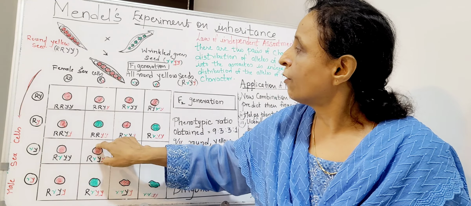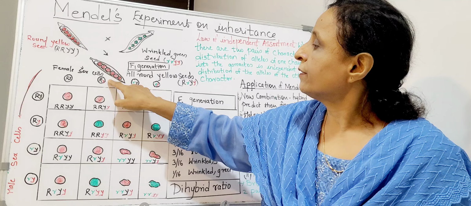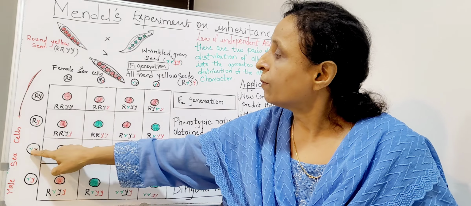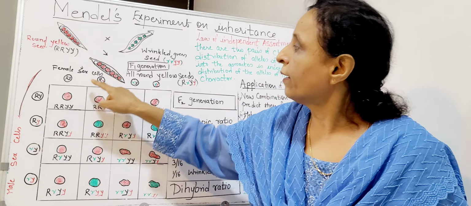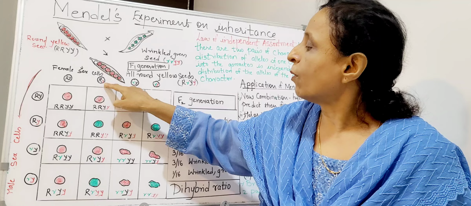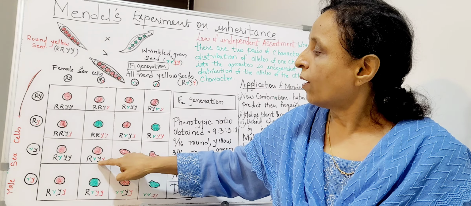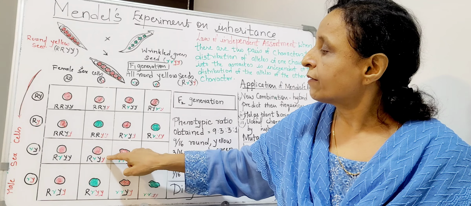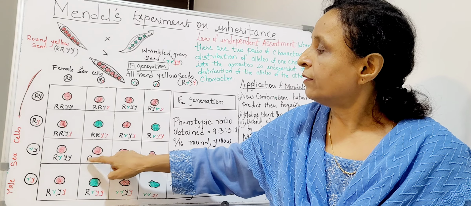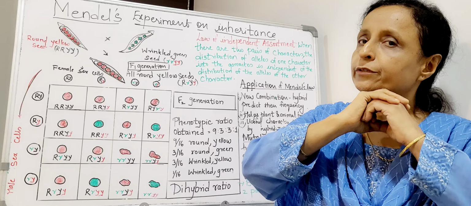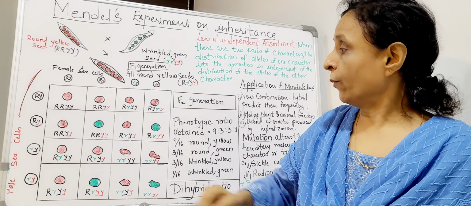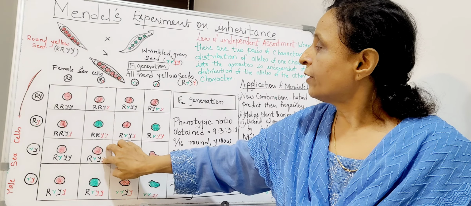Now this combination, here this and this. Small r, big Y, big R, small y. So R is dominant here, Y is dominant. Recessive is present, but these two dominant are present. It is going to be round and yellow. So we have reached up till here.